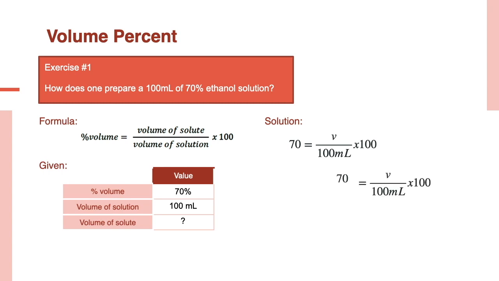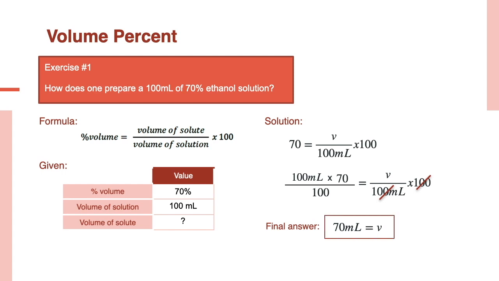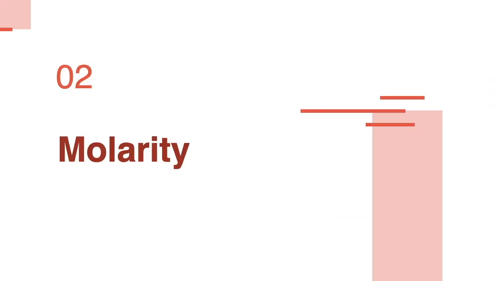Multiply both sides of the equation by 100 milliliters and divide each side by 100. This cancels out the 100 and the 100 milliliters on the right side of the equation. Then simplify. And the final answer is 70 milliliters. Therefore, we have 70 milliliters of solute inside the volume of ethanol solution. Let's go now to molarity.